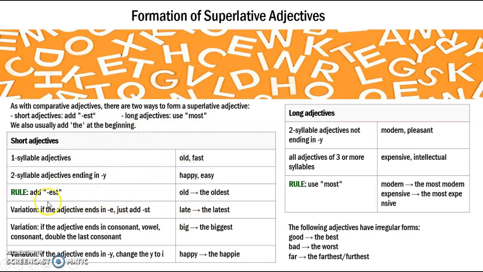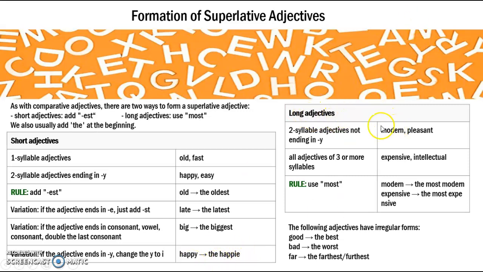For example, the rule says with short adjectives like old, we add the article first and then est, the oldest. So old, the oldest. If the adjective ends in E, you only have to add est. Late, the latest. If the adjective, the same thing, has the formula consonant, vowel, consonant, double the last consonant and add est. Big, biggest. If the adjective ends in Y, you have to change it also. And here you have happiest. Sorry, we are missing here an I and T, but happiest is the correct one.